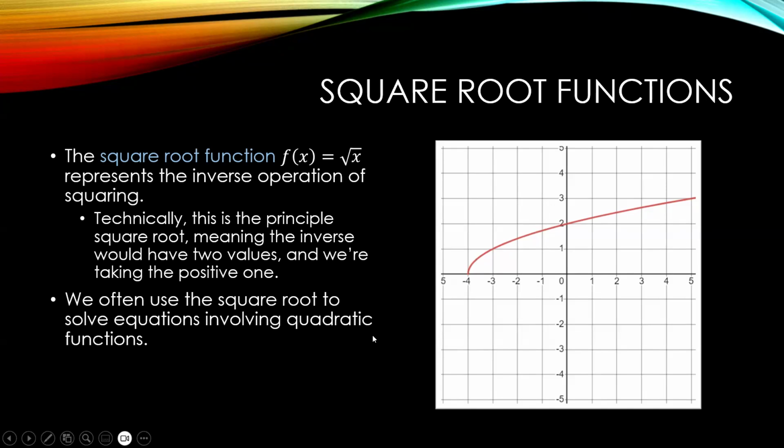And if we're thinking of the formal inverse of x squared, well, the inverse of x squared would not be a function because x squared is not 1-to-1. And so this right here is the forced version of it to be a function where we're just taking the positive version. And that's the principal square root. And so when we're saying the square root of 9, we're really saying the principal square root of 9 would be 3. We often use the square root to solve equations involving quadratic functions.